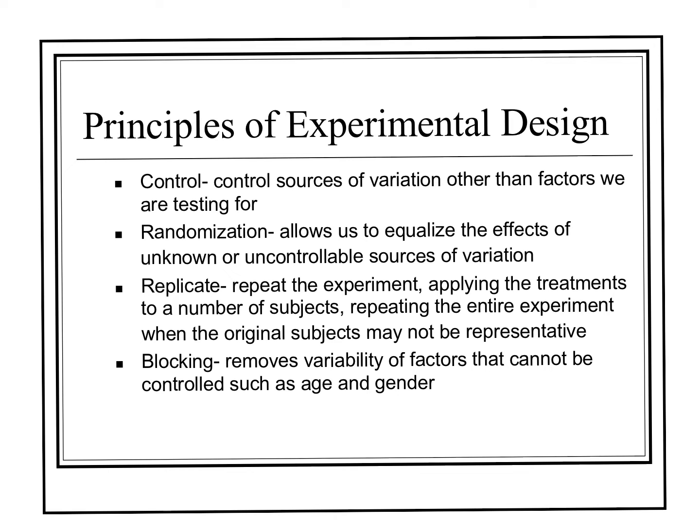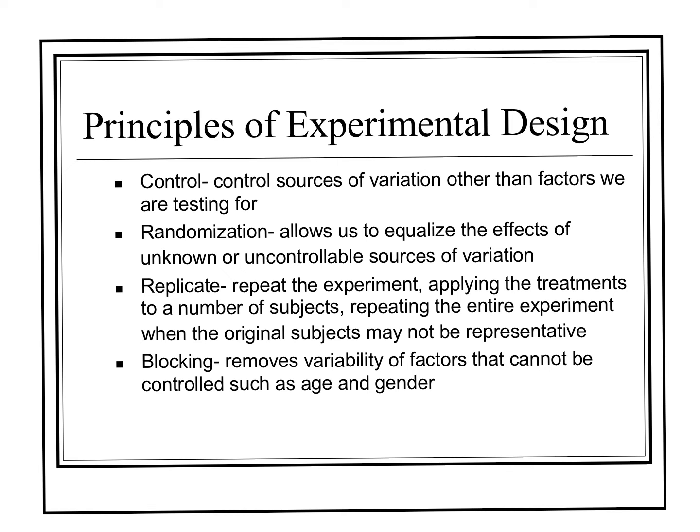Okay, so our third principle of experimental design is replication. Not only does that mean sometimes the experiment needs to be repeated, but we need to have more than just 1 strawberry plant or 2 strawberry plants. We need to have multiple subjects in our experiments. And then the fourth is blocking.